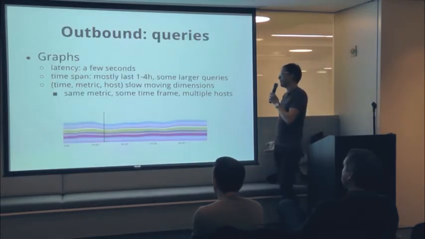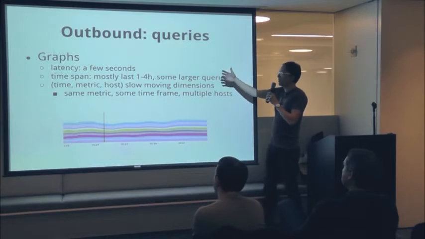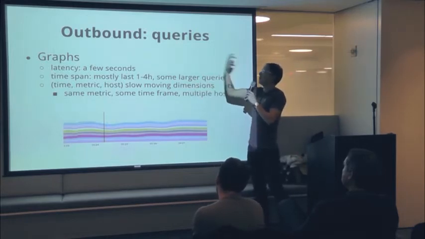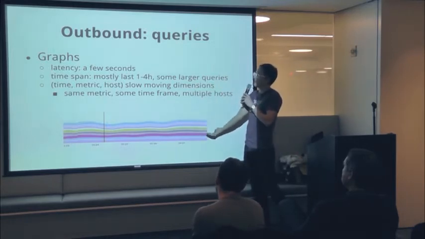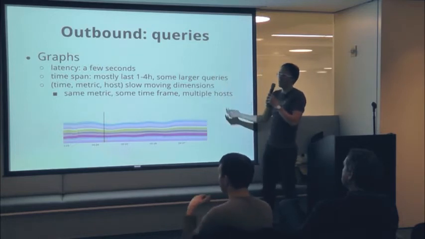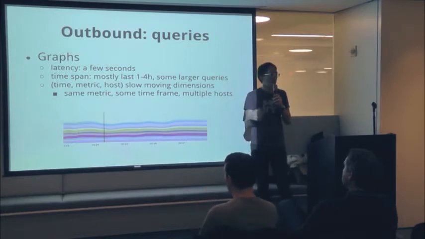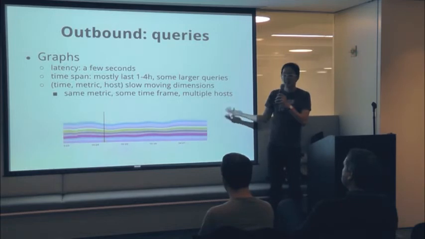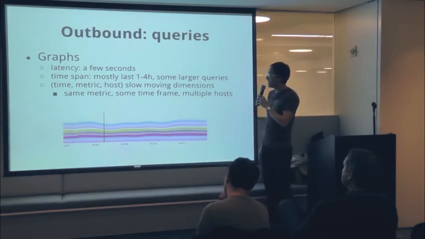Outbound is queries, so it's different. Inbound, we send data. Outbound, we get graphs, for instance. So the latency there is more like a few seconds. You say, show me the graph, and you want to wait a few seconds, not 60 seconds for the graph to display.